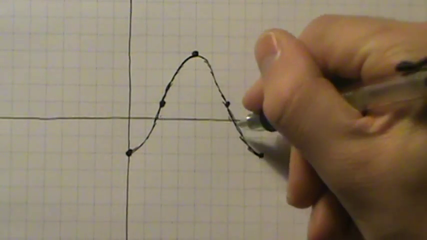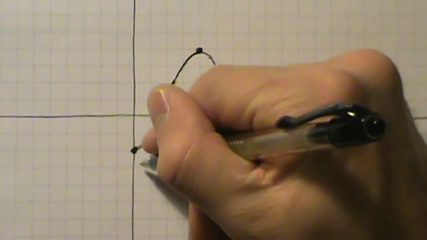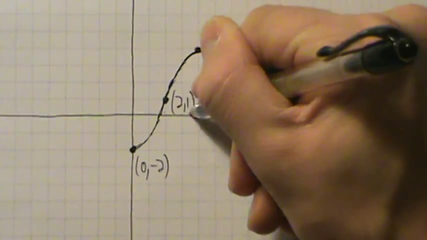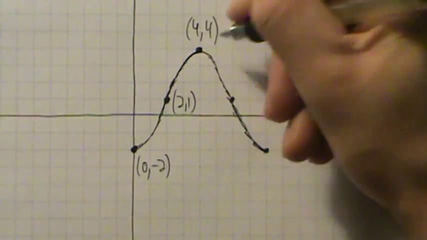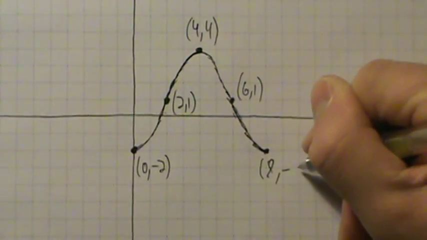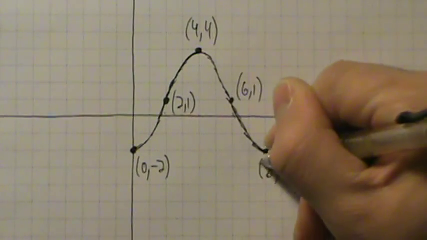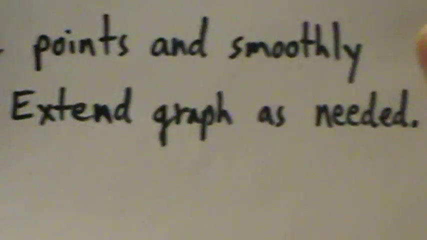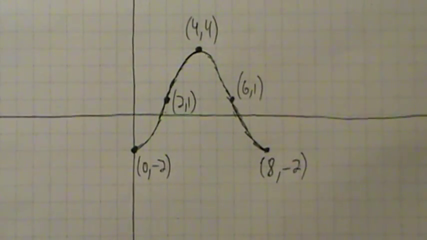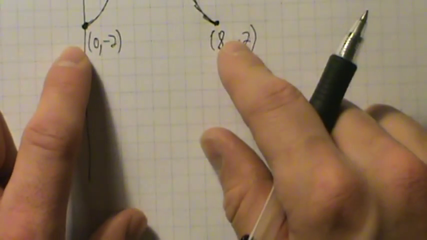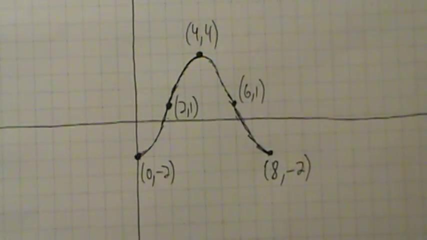Okay, so let's label these points too, just to be thorough. So this is 0, negative 2, this was 2 comma 1, this was 4 comma 4, this is 6 comma 1, and then this is 8 comma negative 2. Okay, so this also says extend the graph as needed. So we weren't really specified how many cycles to draw. This is one complete cycle. It's not really good enough. Let's maybe draw a little bit more.